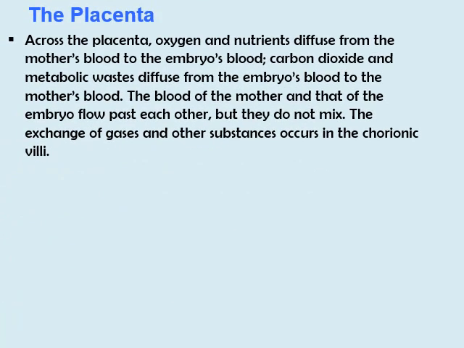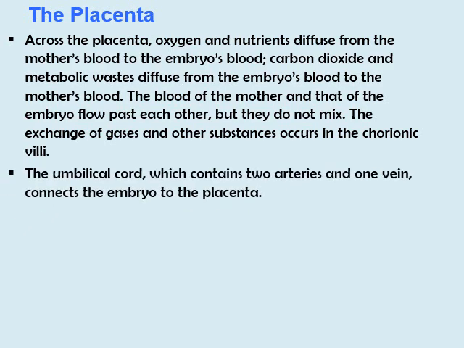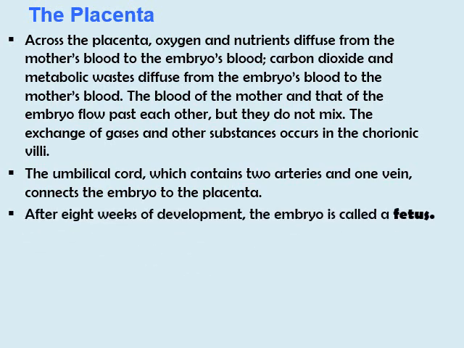Across the placenta, oxygen and nutrients diffuse from the mother's blood to the embryo's blood, and carbon dioxide and metabolic waste diffuse from the embryo's blood to the mother's blood. The blood of the mother and that of the embryo flow past each other, but they don't mix. The exchange of gases and other substances occurs in the chorionic villi. The umbilical cord, which contains two arteries and one vein, connects the embryo to the placenta.